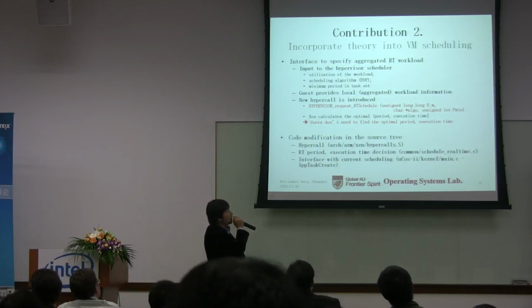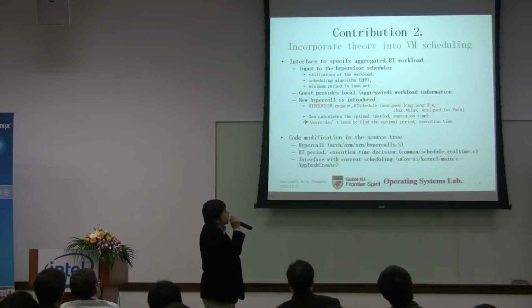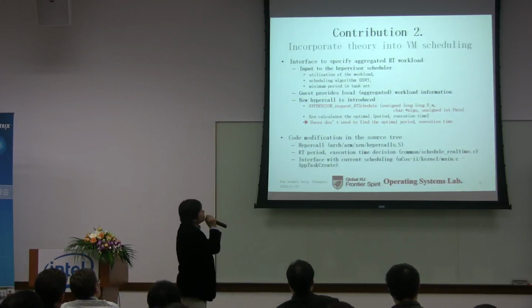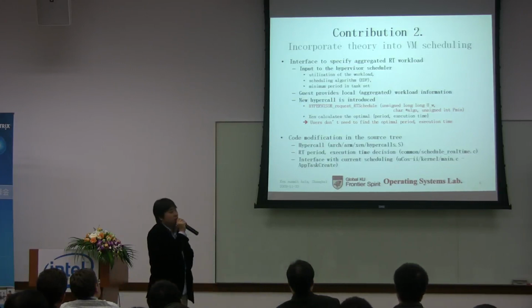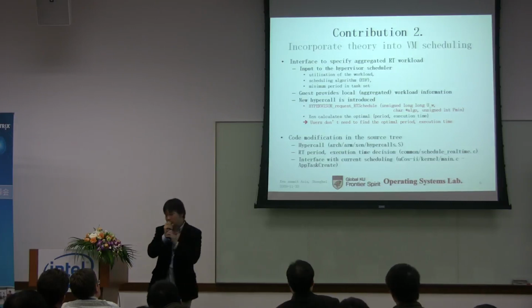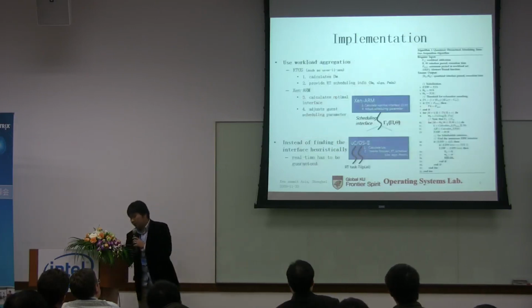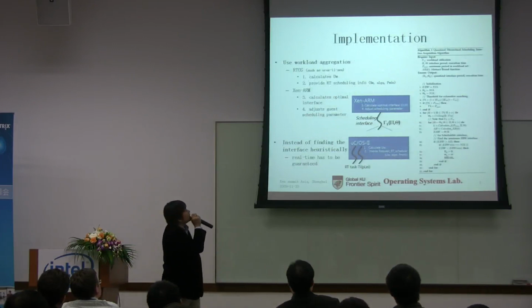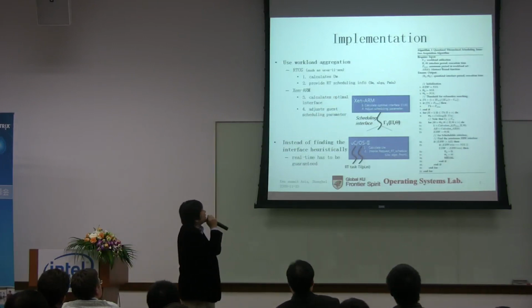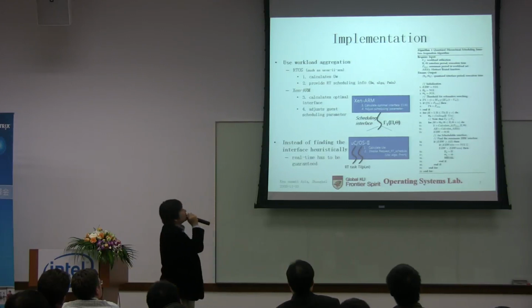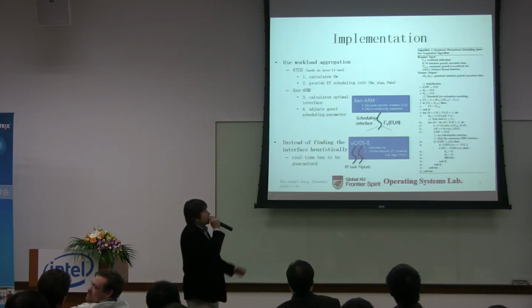UW means workload utilization, algorithm, and minimum period in task set is required. And we have modified some code in the source. And this is our implementation. At the guest OS side, it calculates the workload utilization and gives the real-time scheduling information, as I have explained, to the hypervisor.